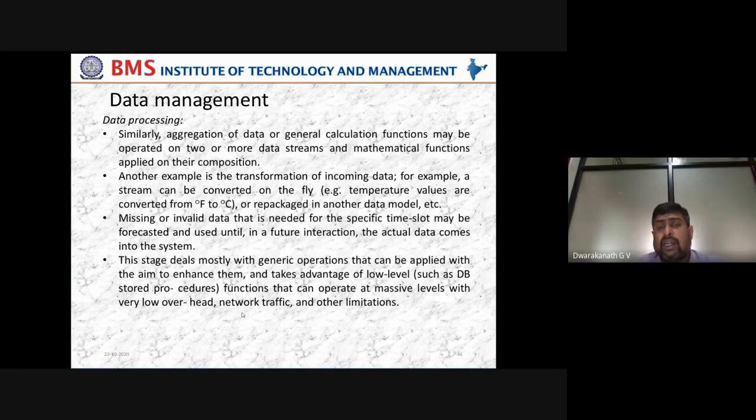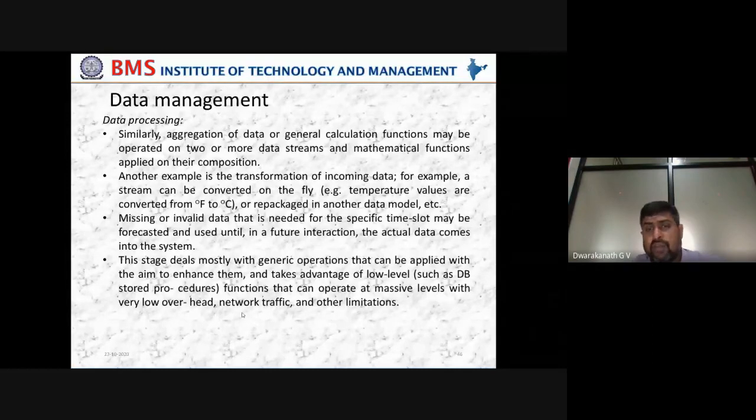Missing or invalid data that is needed for a specific time slot may be forecasted and used until a future interaction, when the actual data comes into the system. This is missing or invalid data that is needed for a specific time slot. Yes, I need this type of data at this particular time slot. If that time slot crosses, then I don't need that particular data. This is very much essential. In many situations and many projects you can apply this particular concept. The actual data comes into the system.